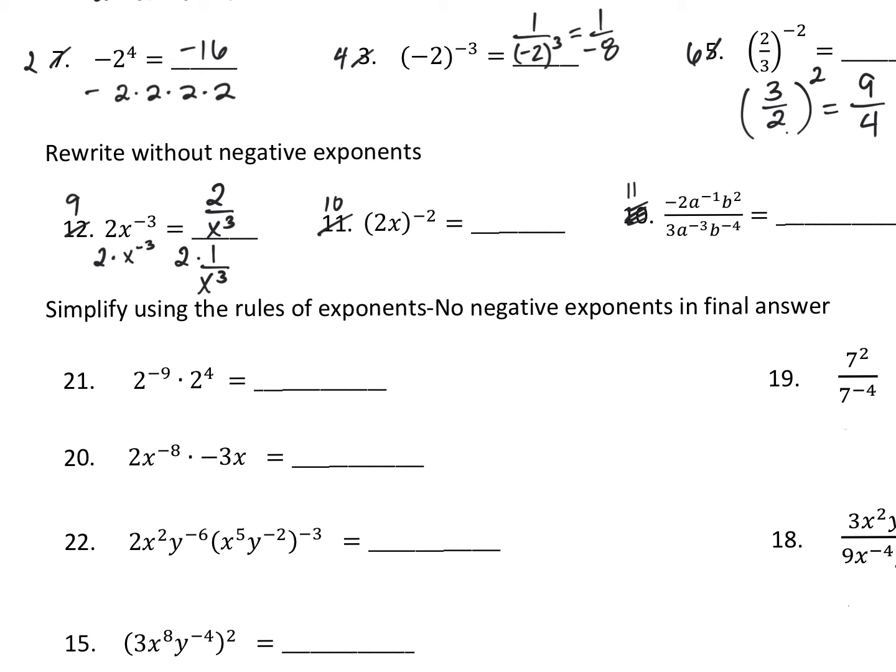Now, number 10 is a little different because the 2 is in the parentheses. So the numerator is 1, and the 2x squared is in the bottom. And can I do 2 squared? Can I evaluate that? Right, 4x to the second power.